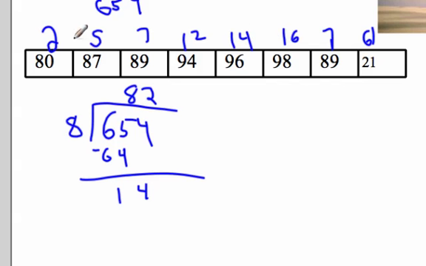So we would add these numbers up. 2 plus 5 is 7. Plus 7 is 14. Plus 12 is 26. Plus 14 is 40. Plus 16 is 56. Plus 7 is 63. Plus another 61. That's 124.